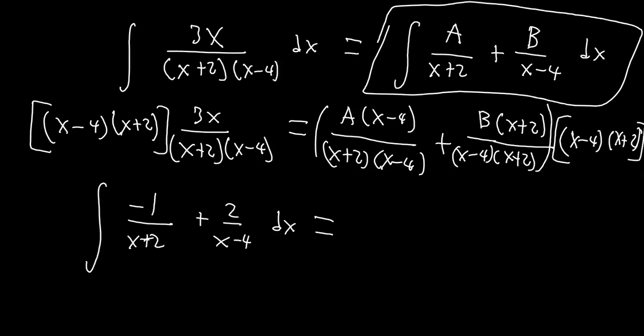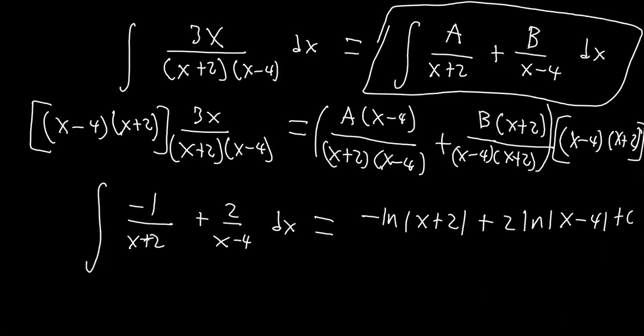So now this is easy, because all we have to do is find the integral of -1 over x plus 2 plus 2 over x minus 4, and we already know how to do that because we just have to use the ln function. So when we do that, we're going to have negative ln of x plus 2, plus 2 times ln of x minus 4, plus c, of course.